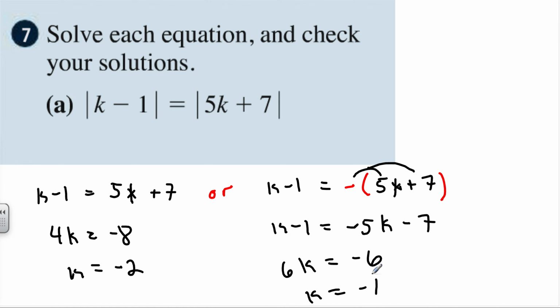Okay, we need to check these. So if we plug in negative 2, we get 3 over here. Negative 2 here is negative 5, so that's negative 10. Negative 3 is 3. So negative 2 checks out. Negative 1, we get a positive 2 over here. And then if we do negative 1 here, we get positive 2 over here as well. So it looks like both of these check out.